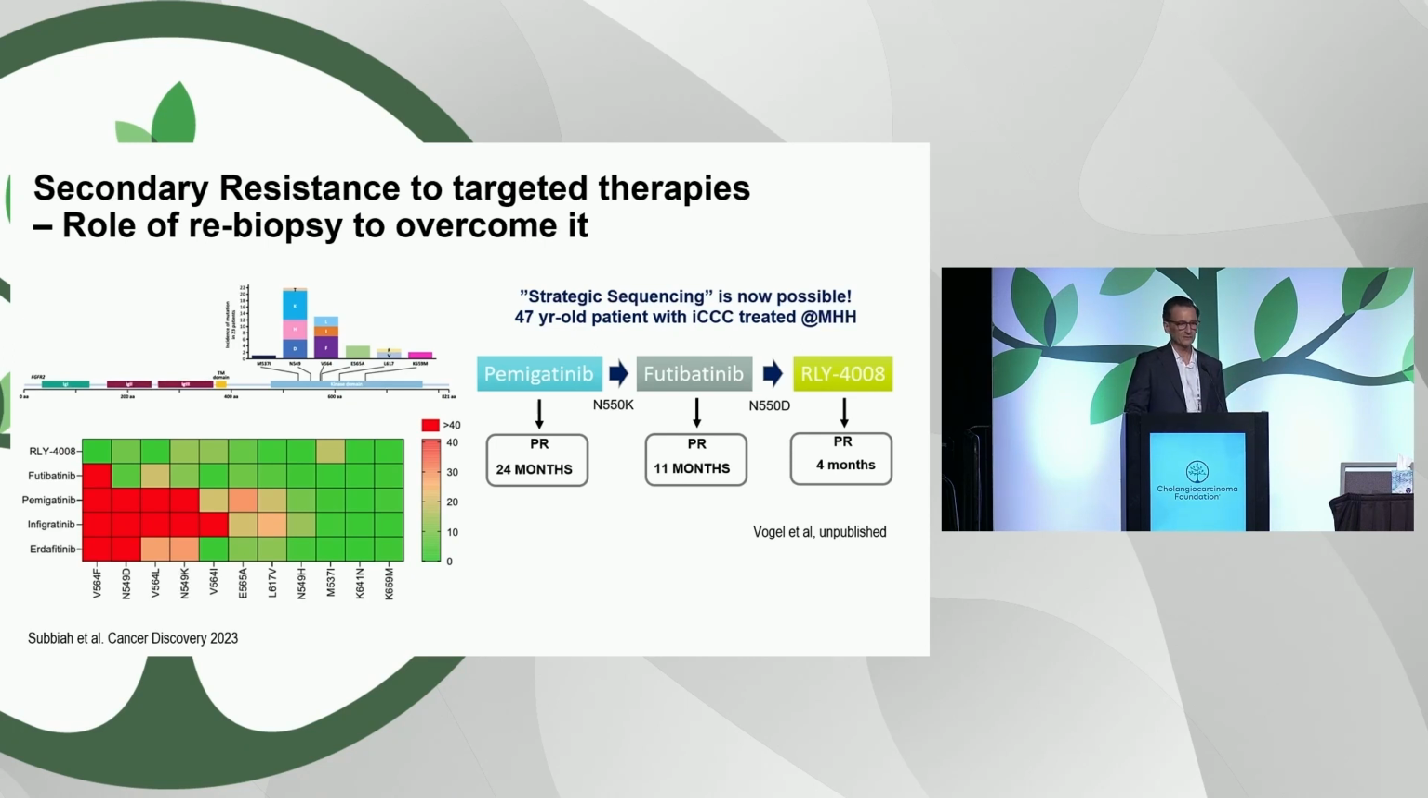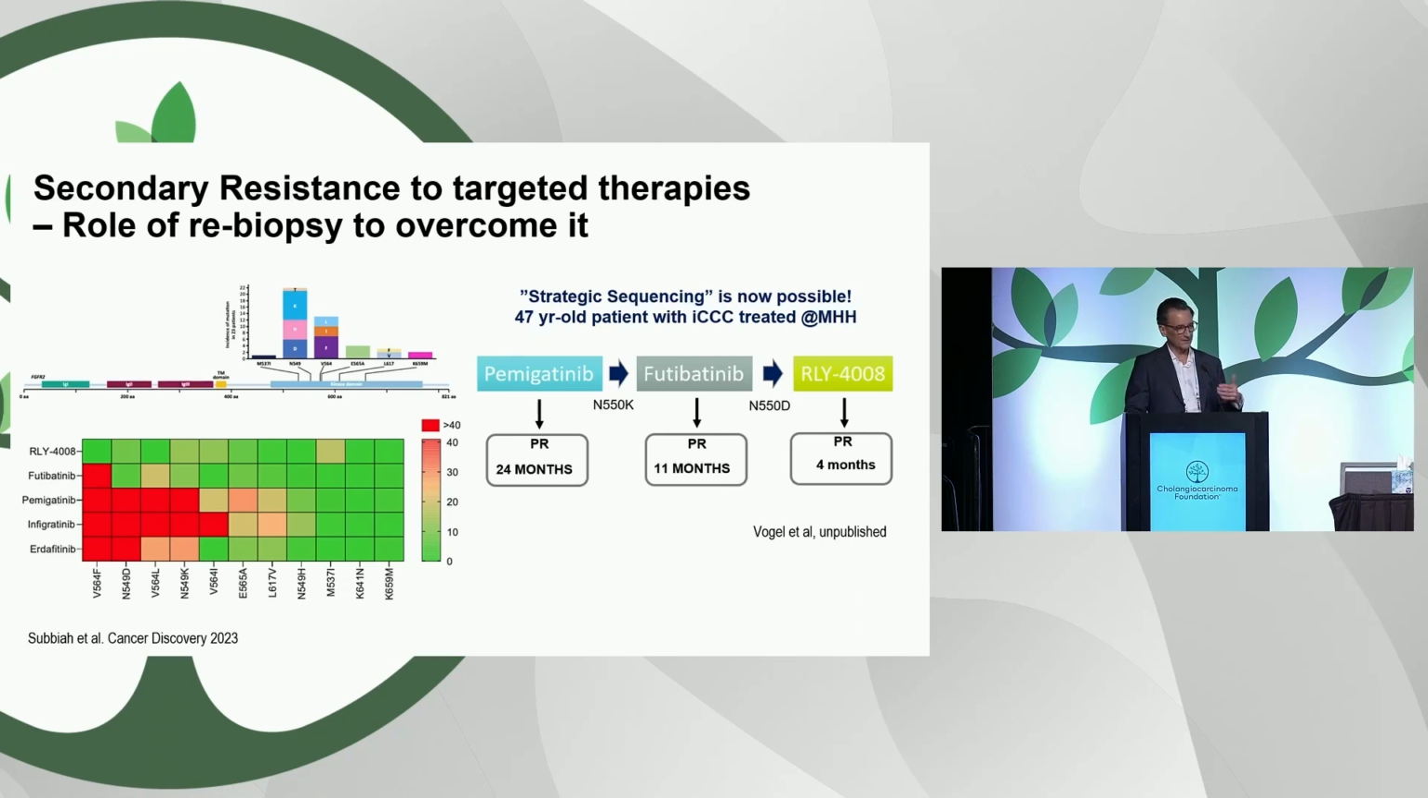She again had a very nice response, but you can see the response was only for 11 months. Eventually, she progressed. Then she had a new resistance mutation, which was supposed to be sensitive to Relay, so we included her into the Relay study. Again, very nice response, 70%, third FGFR inhibitor. And then the duration of response was only 4 months, and we were not able to detect a new resistance mutation.